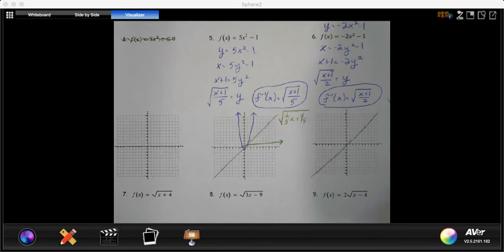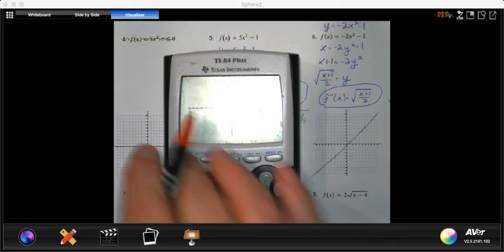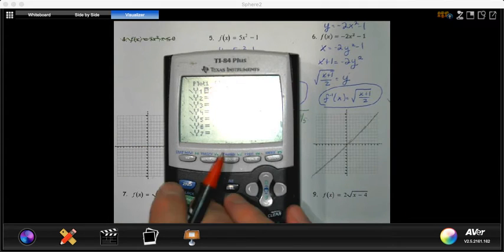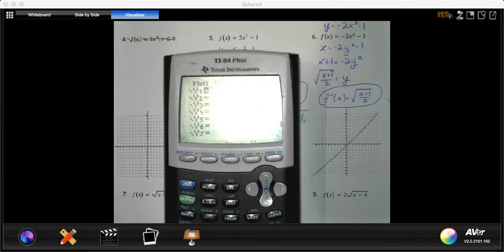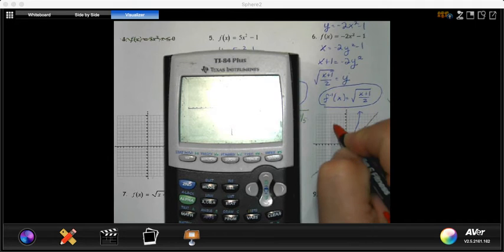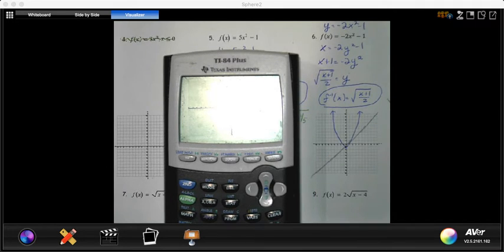And let's graph the original, 2x squared minus 1. 2x squared minus 1 is going to be a parabola down here at -1, and it's a little bit wider of a parabola than the other one. And the square root is going to be the square root of 0.5x plus 0.5, all under the square root.